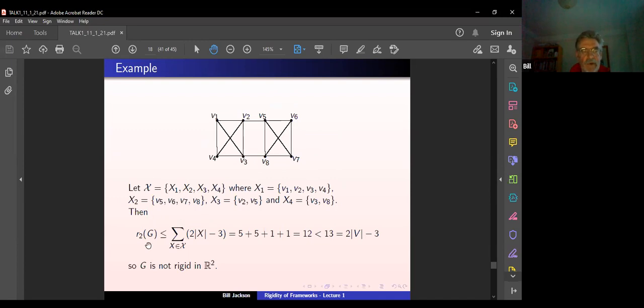Then the Lovasz-Yemini formula tells us that the rank of G in the generic two-dimensional rigidity matroid is at most this sum, which turns out to be 12. So the rank is at most 12. So the maximum size of an independent set of constraints in this graph is 12. But to be rigid, it must have 13 independent constraints. It must have rank 13. So this is a combinatorial certificate that this graph is not rigid, generically.